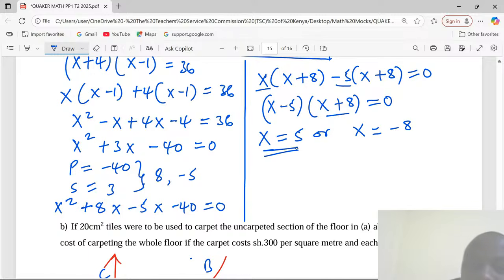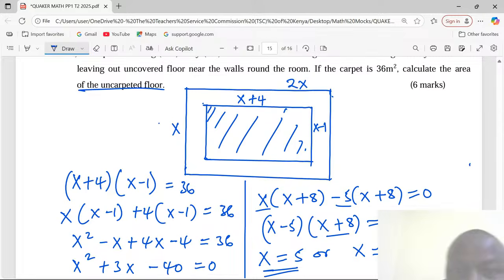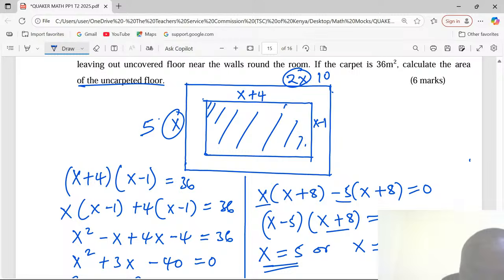But now that we are dealing with length, we cannot have a negative value of x. So we choose the first value of x. So x equals 5. If x equals 5, it means the room measures 5 by 10. And the inner carpet measures x plus 4, which is 9, by x minus 1, which is 4. 9 by 4, that's why we have 36.